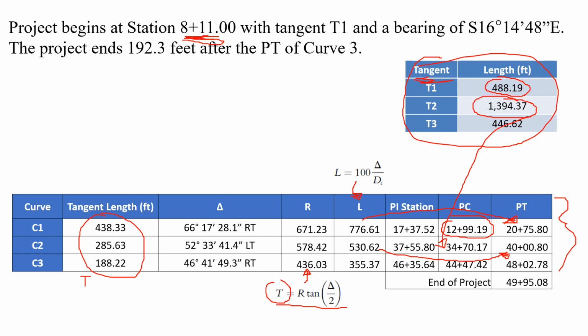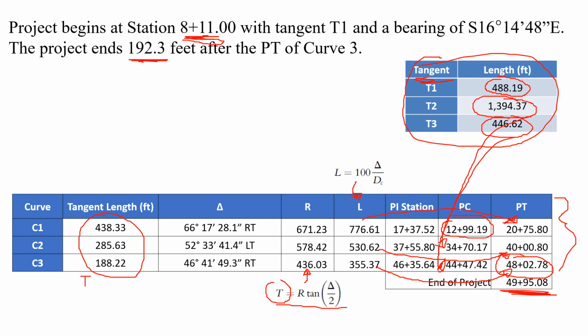From there, we're going to add T3 to the PT of curve 2 to arrive at the PC of curve 3. We'll add the length of curve 3 to the PC and arrive at the PT of curve 3. So that'll give us the PT of curve 3, 48 plus 02.78. And then we're told that the project ends 192.3 feet after the PT of curve 3. So we need to add that to the PT of curve 3 to find the end of project station 49 plus 95.08. So this is the math involved.